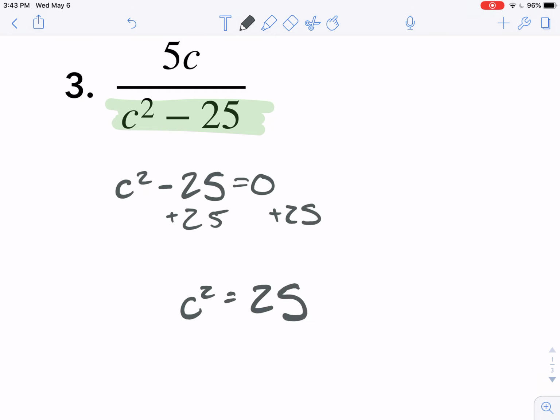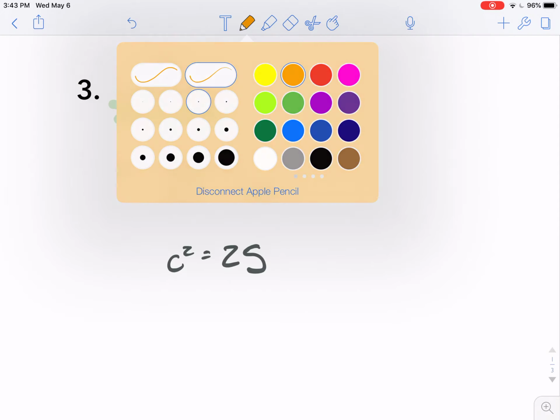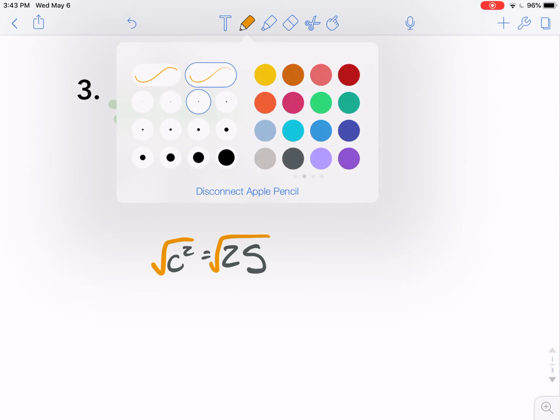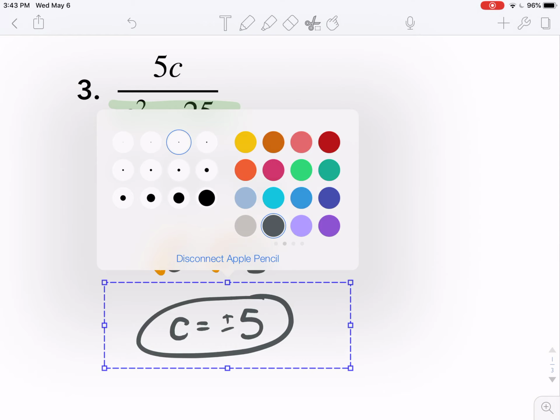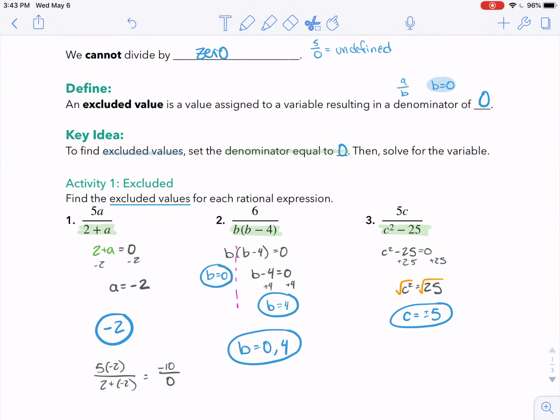Oh, we just solved radical equations, and we solved quadratic equations by taking square roots. So here we go. Those are going to cancel out. c equals plus or minus 5. So there you go. We can't have positive 5 and we can't have negative 5. We found our excluded values.